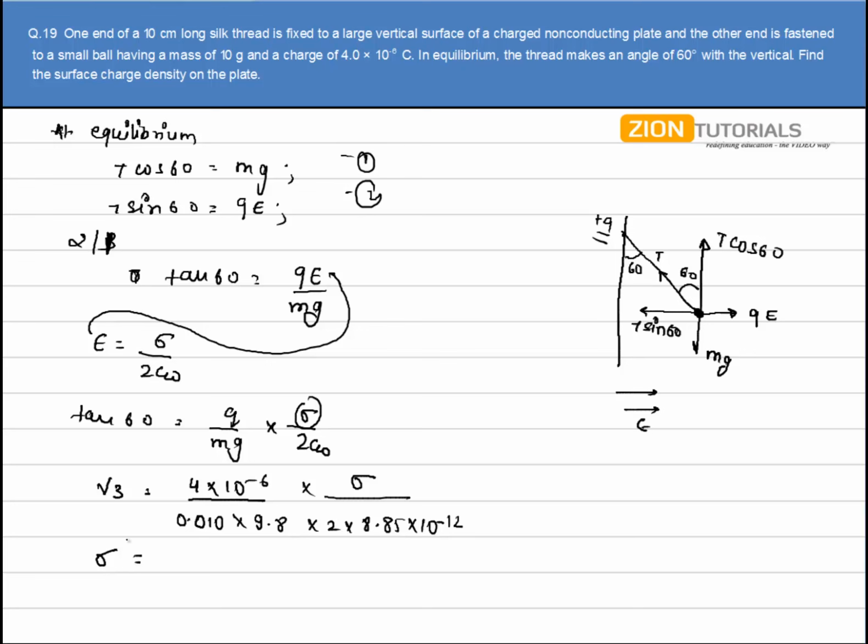I get the value of sigma as 7.5 × 10^-7 coulomb per meter square. That is our answer.